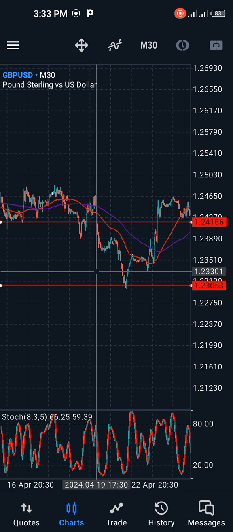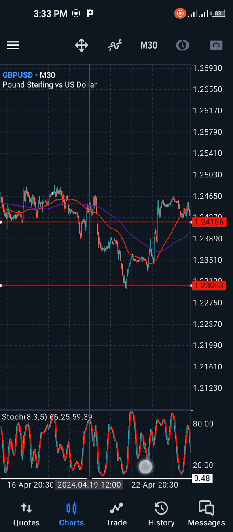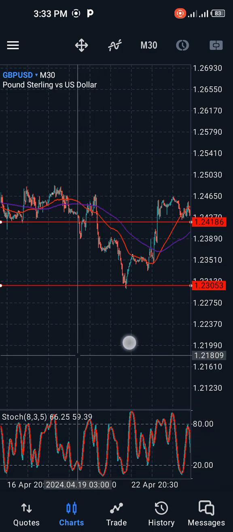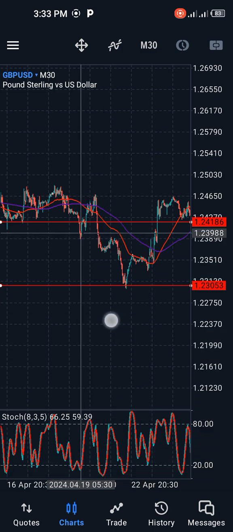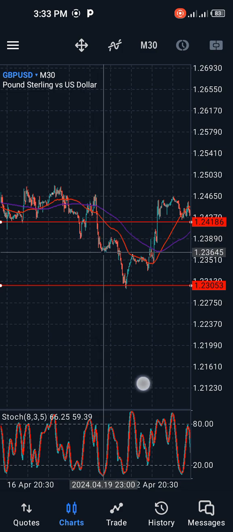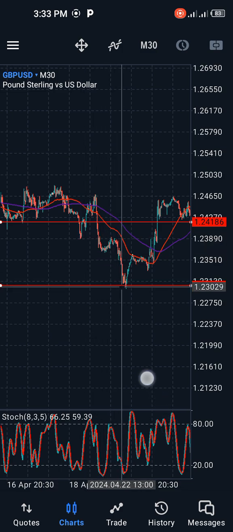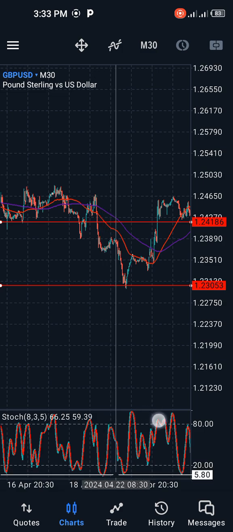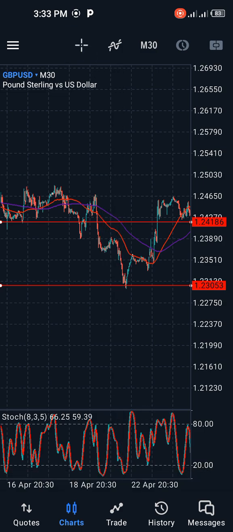First of all, if we look at the stochastic right here, we'll see that it was making higher highs, while on our chart we had lower lows. We had lower lows here, here, and here. But on our stochastic, we had higher highs here and here, signifying that the market is about to change. But we will not enter this market immediately. Instead, we have to wait.